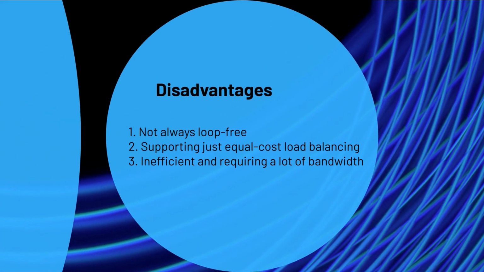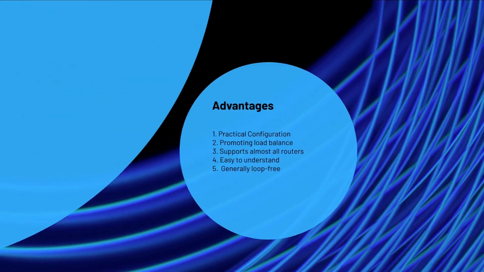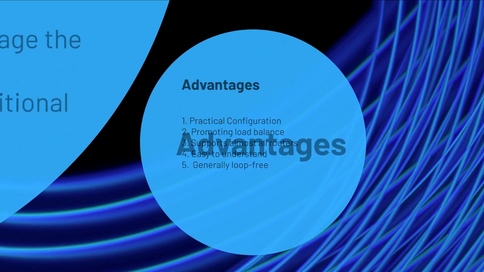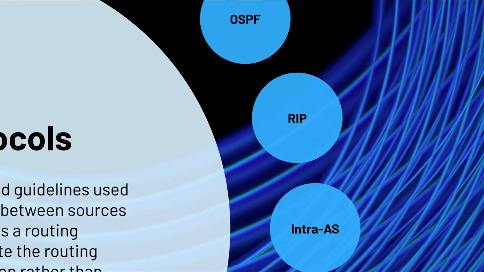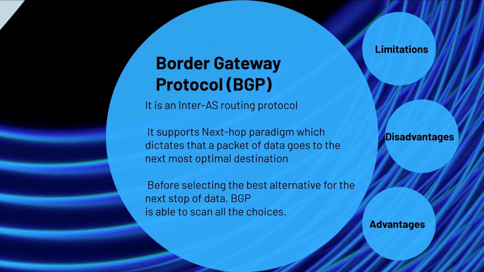Some of the disadvantages of RIP are as follows. It's not always loop-free. Supporting just equal cost load balancing, it is inefficient and requires a lot of bandwidth. It also has significant advantages such as practical configuration, promoting load balance, supports almost all routers, easy to understand, generally loop-free.